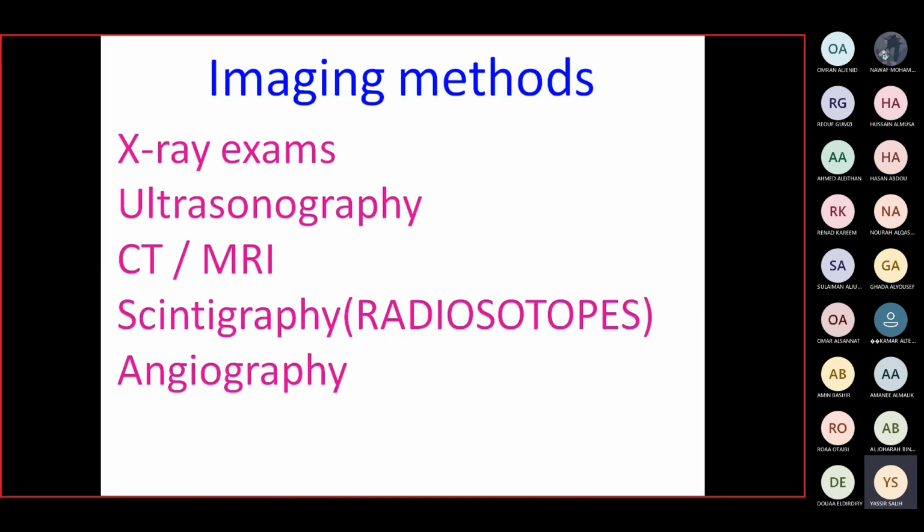So the different imaging modalities that are used in assessment of the endocrine system include X-rays, and by X-ray we mean plain X-ray or conventional X-ray, ultrasonography or ultrasound, computed tomography, CT, magnetic resonance imaging, and nuclear medicine, scintigraphy, radioisotope scan or scintigraphy scan, and angiography. Those are the imaging methods or imaging modalities that are utilized in assessment of the endocrine system.